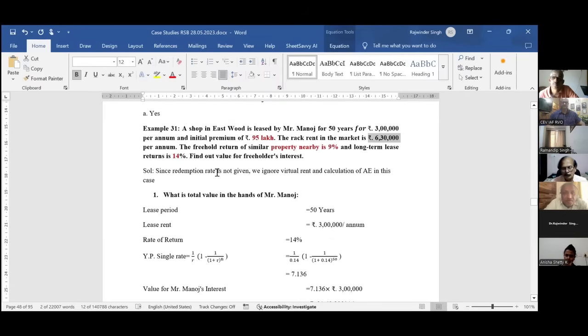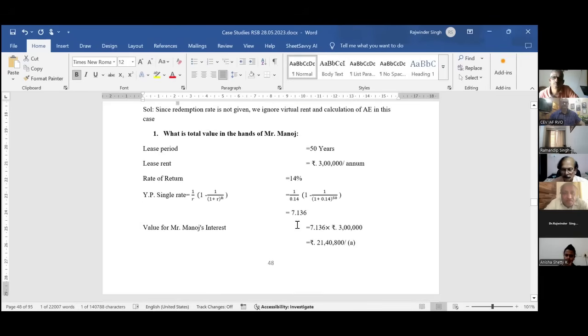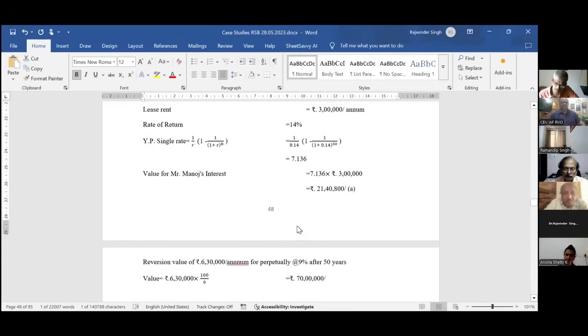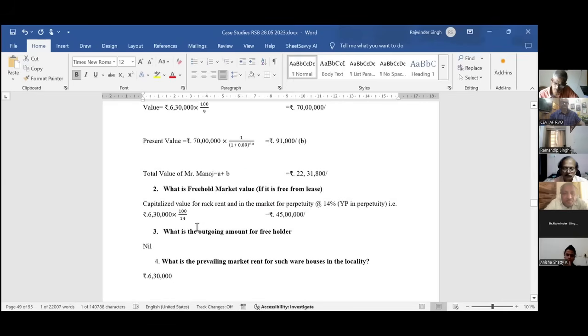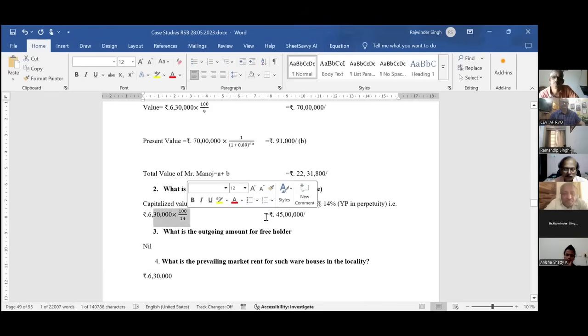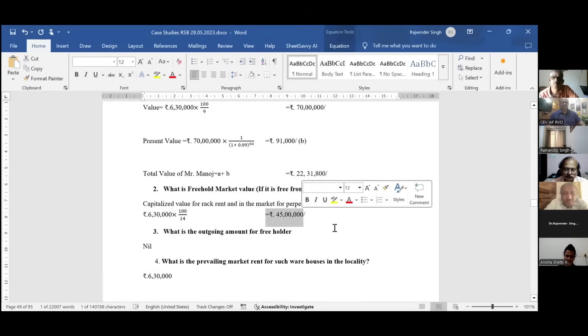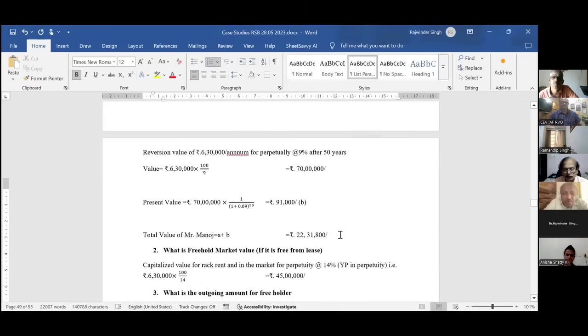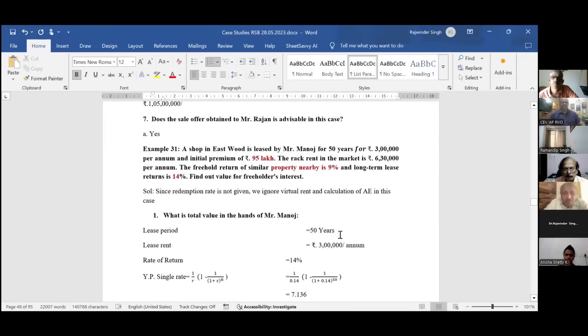So it will be 100 upon 14. Basically, 7.14. So you calculate that. It will be 45. Sir, 14% is for leasehold property. For freehold property, it is 9%. So it may be 9%. We may use 9%.